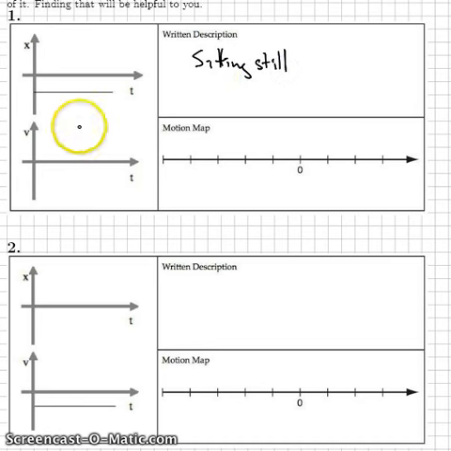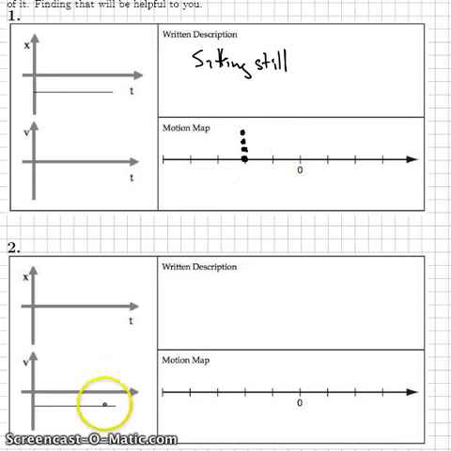So that means that its velocity, which is the slope of this graph, is 0 for the entire time. The motion map, it's to the left of the origin here if we call positive to the right. So let's say it starts here, and then it stays here, it stays here, it stays here. I just moved the dot up so that you can see that, so that it's not on top of the other ones.